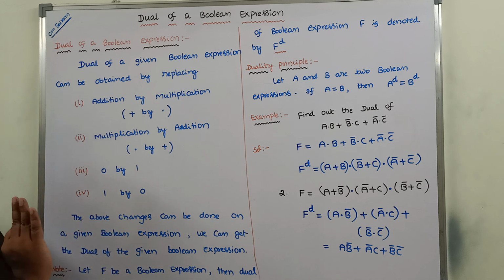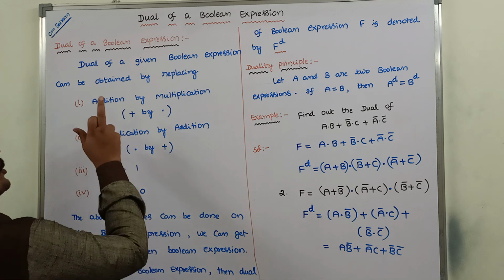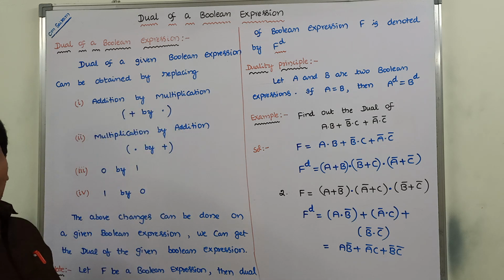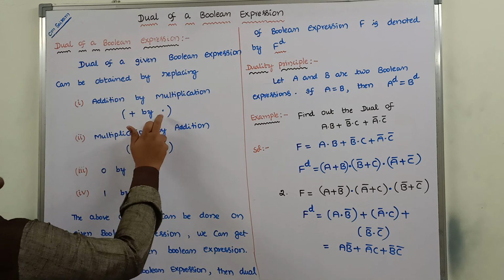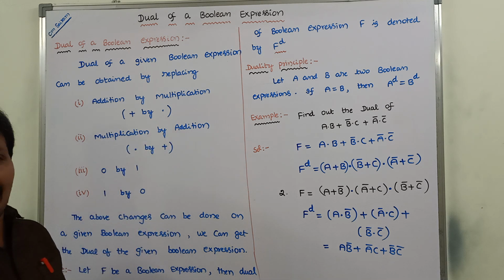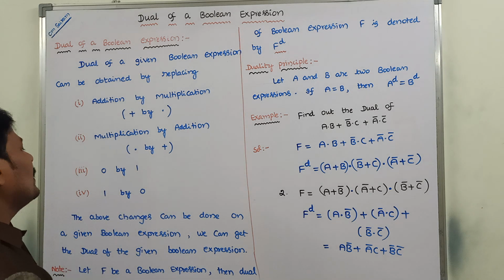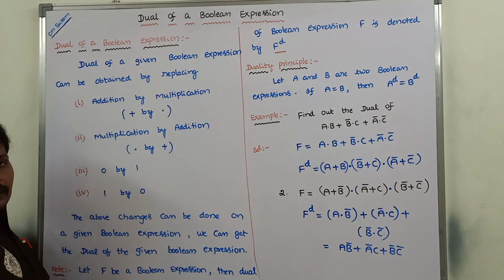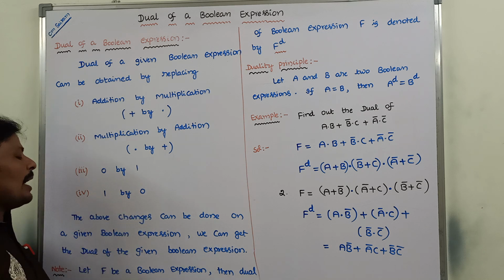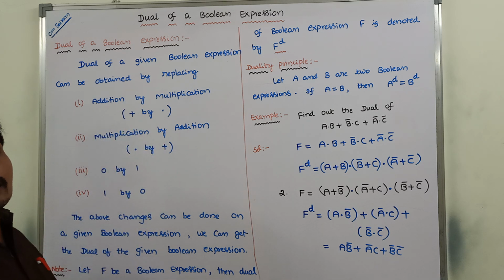Four steps we have to perform to get the dual of a given Boolean expression. Addition can be replaced by multiplication, that is plus can be replaced by into. Second step, multiplication can be replaced by addition, that means into can be replaced by plus. Third step, 0 can be replaced by 1. Fourth step, 1 can be replaced by 0. These are the four steps we have to perform on the given Boolean expression to get its dual.